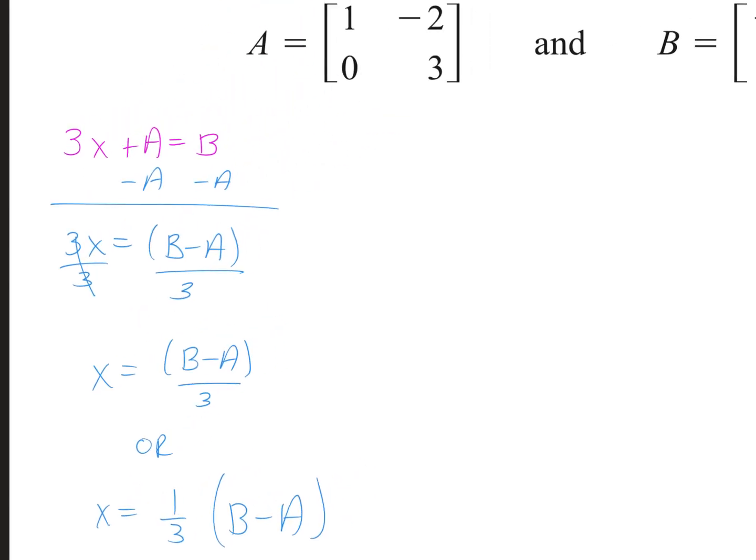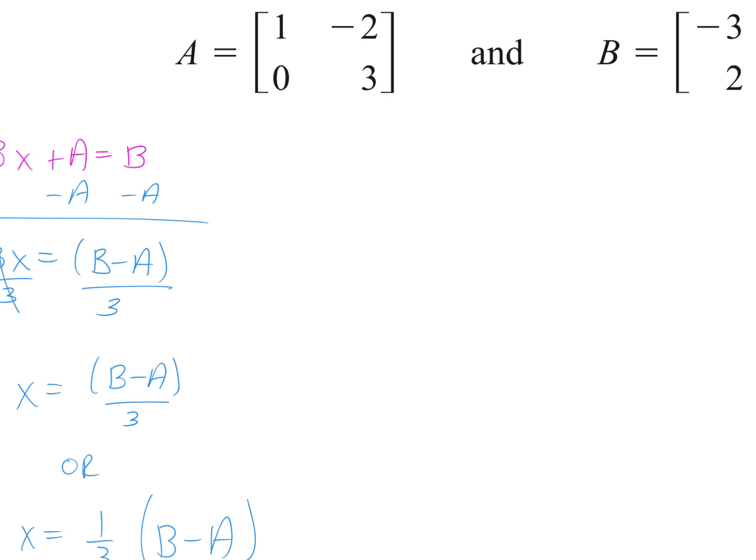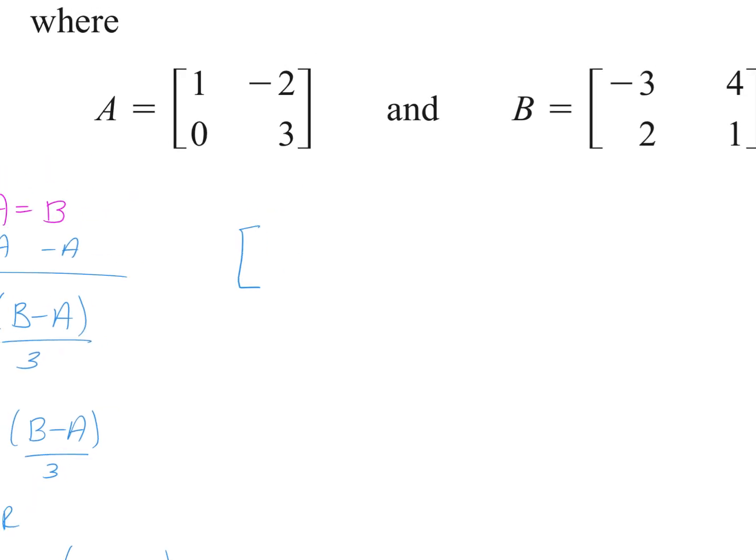Now, order is important here. This says B minus A, so your B matrix comes first. Negative 3, 2, 4, and 1, minus A, which is 1, 0, negative 2, 3. And then when we're done with that, we're going to multiply by the 1/3.